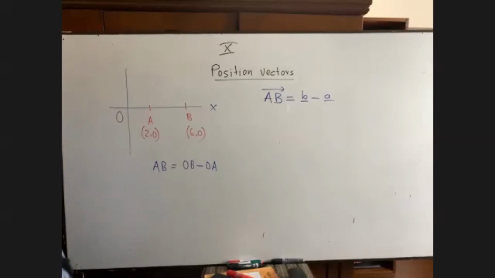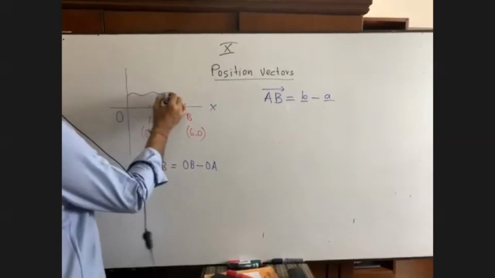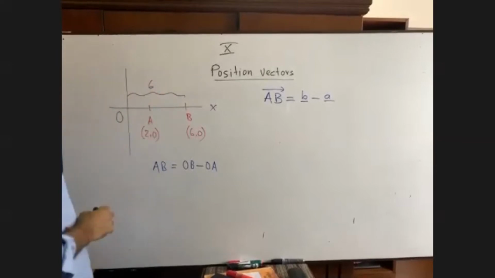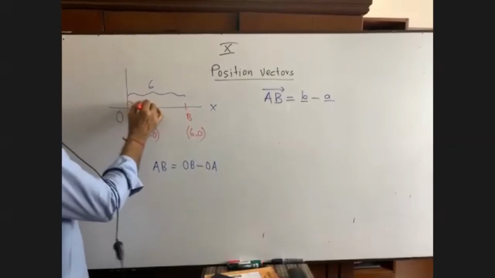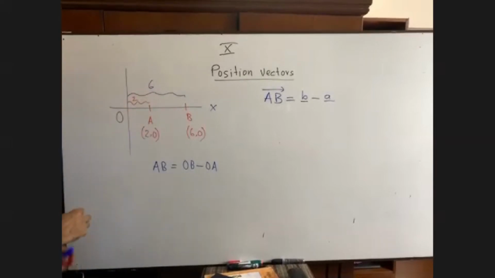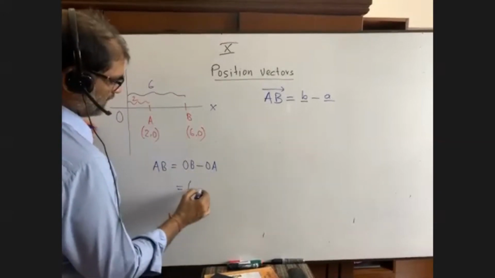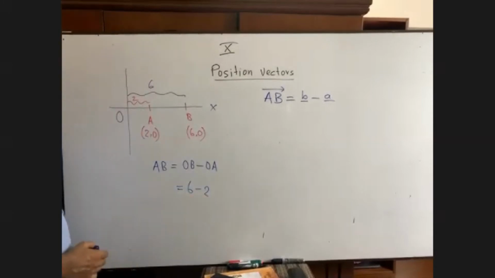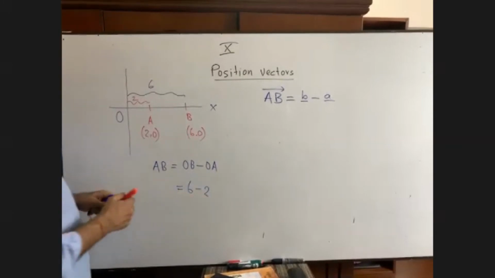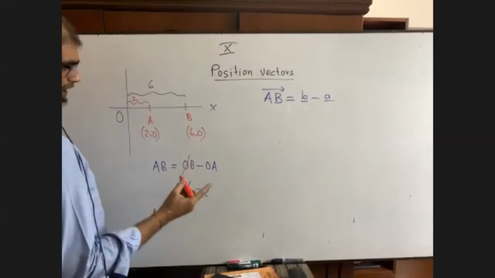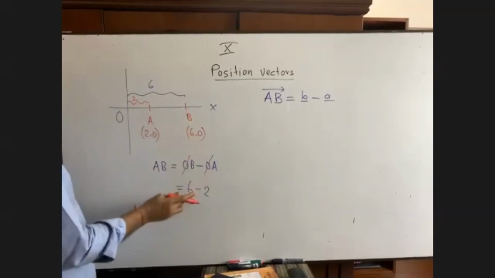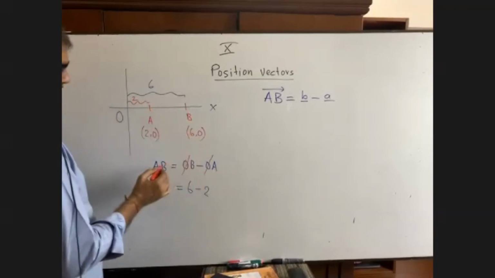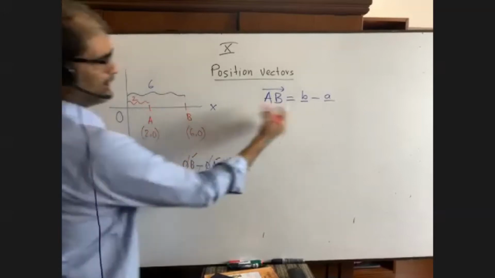Yes, sir. So what's about OB? OB goes to 6. What's about OA? OA equals 2 units, right? So can we write AB equals 6 minus 2? That means you see there is no functioning of this O. Suppose B is 6, A is 2. So AB equals B minus A.